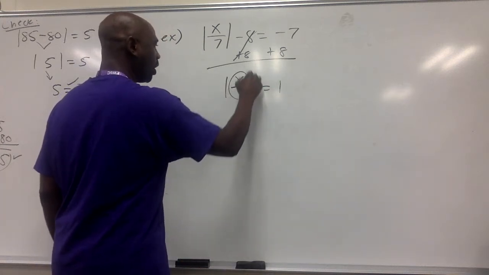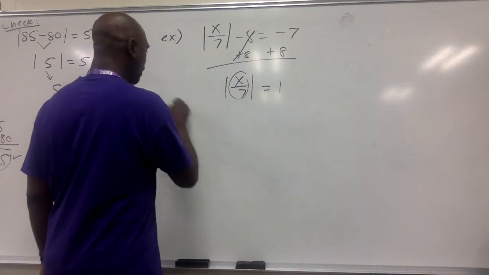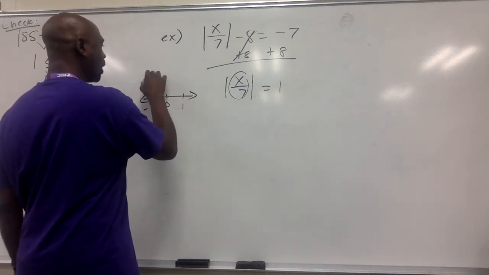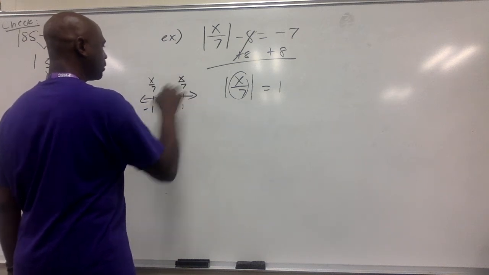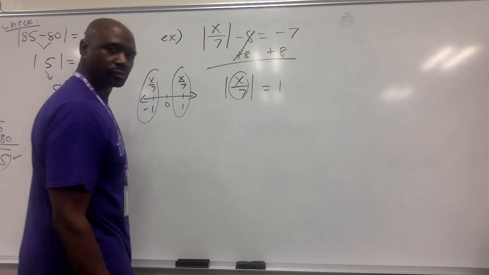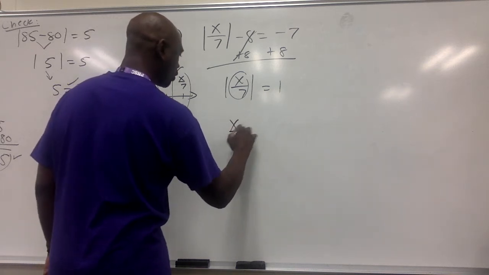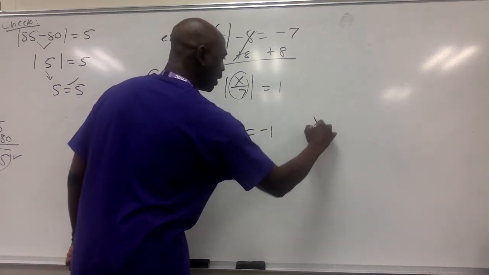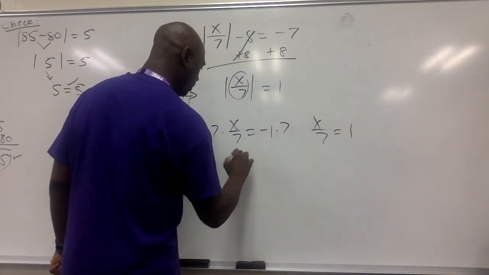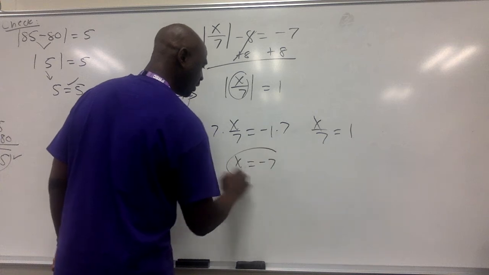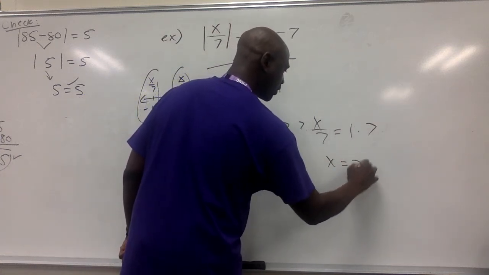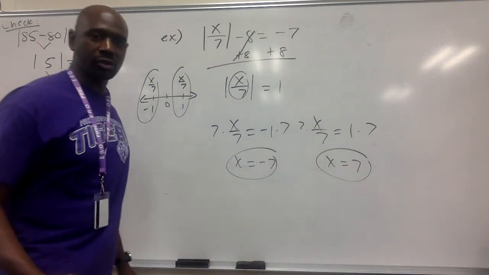Well, this is 1 unit away from 0. So if I look at my number line, at 1 and negative 1, I'll have this thing. So I have two equations. In these equations, I have x over 7 equals negative 1 and x over 7 equals 1. Multiply this side and that side by 7, x is equal to negative 7. And multiply this side and that side by 7, and x is equal to 7. Those are my two solutions.